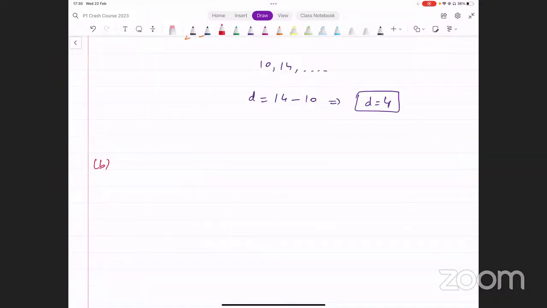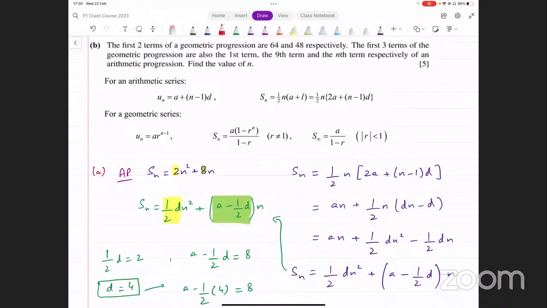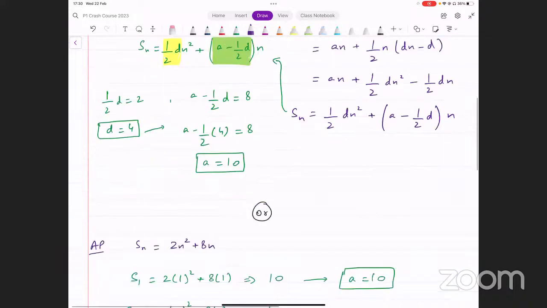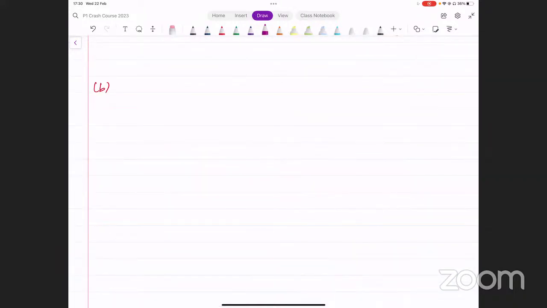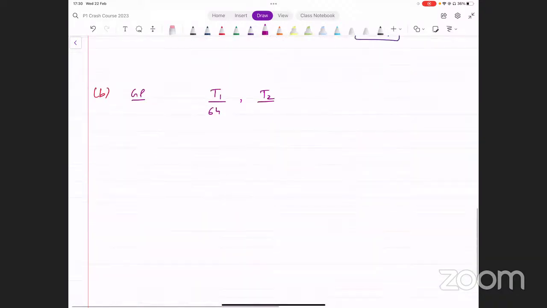Let's look at part B. Now, the second part says, the first two terms of a GP are 64 and 48 respectively. Okay, so we know about the first two terms of a GP. Let's write that down here. So we have a geometric progression. We know the first term. The first term is 64, and the second term is 48. This is what we're given.